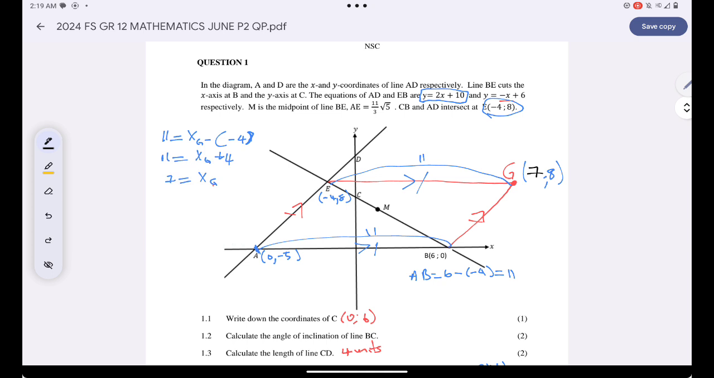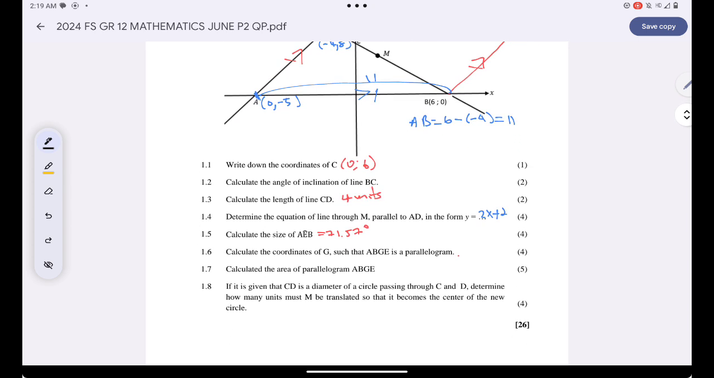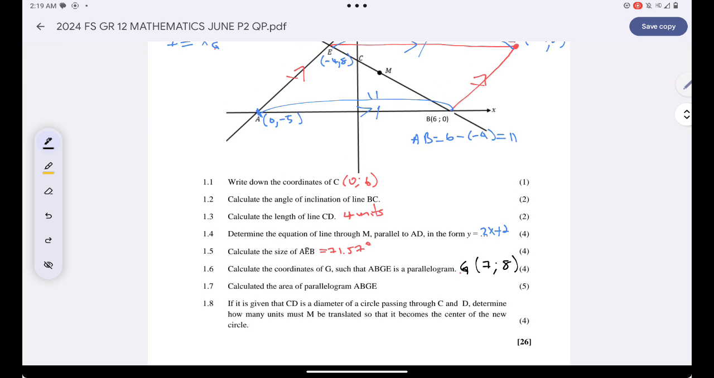This is how I was going to find the coordinates of G, right? G would be equal to 7 and 8.